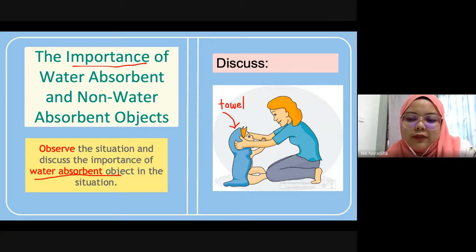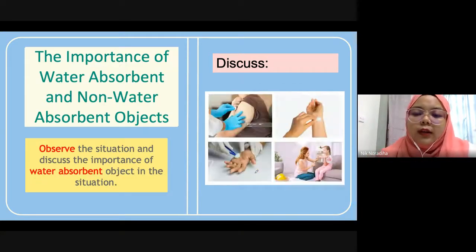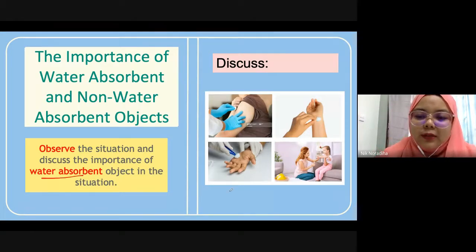Let teacher explain first. Okay, so this one, the first example of a water absorbent material that we use every day in our daily life is our towel, okay? All right, next one. Water absorbent, the second object, okay? This one.